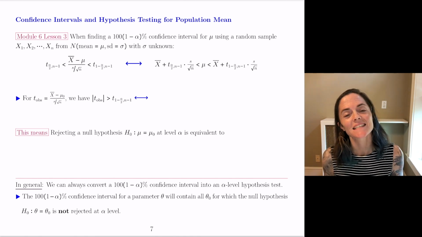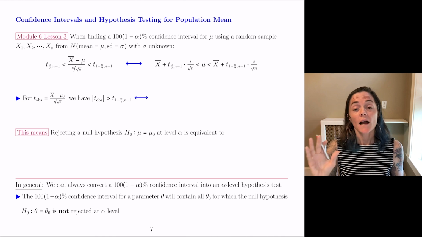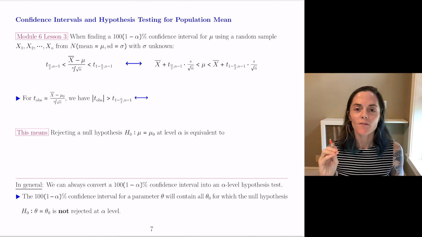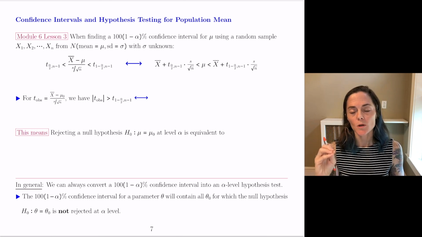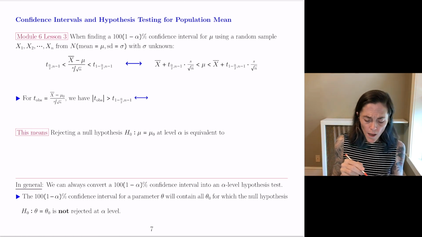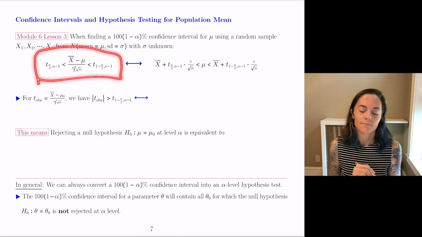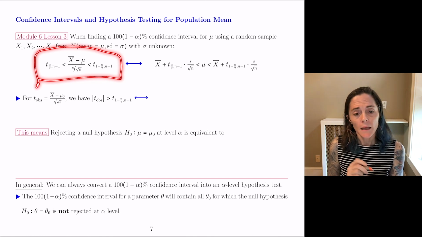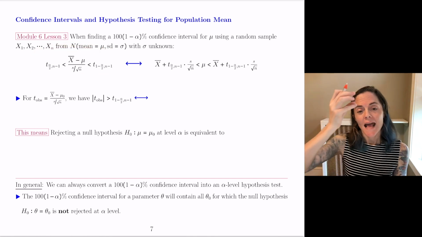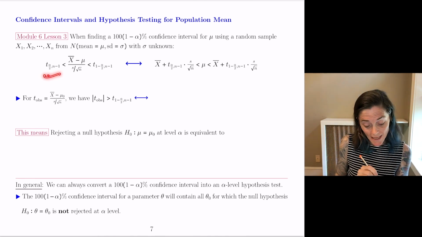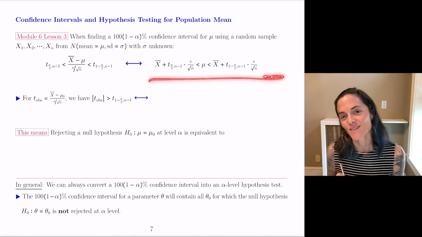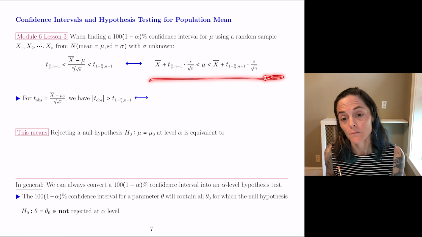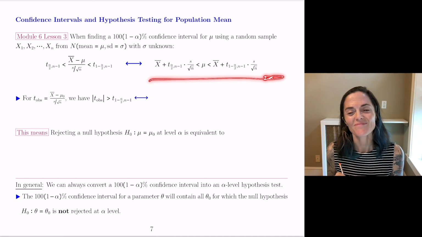Well, from Module 6, Lesson 3, when finding a 100 times 1 minus alpha confidence interval for mu using a random sample from the normal distribution and sigma unknown, well, what we could do is convert this inequalities, x bar minus mu over s over the square root of n, sitting between these two quantiles, into this confidence interval. So here, this is an interval around mu. Very nice. What does this mean for us?